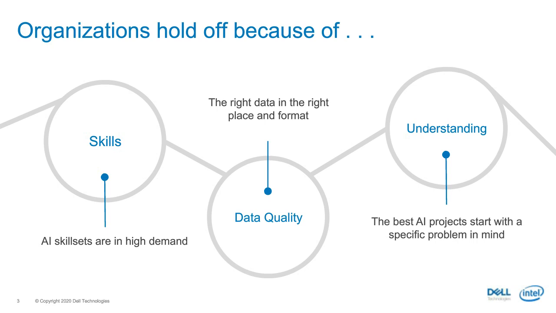The other is having the right processes in place, right? When it comes to your own infrastructure, when it comes to your own data lakes, making sure that everything is plumbed the right way so that your AI projects can be successful.